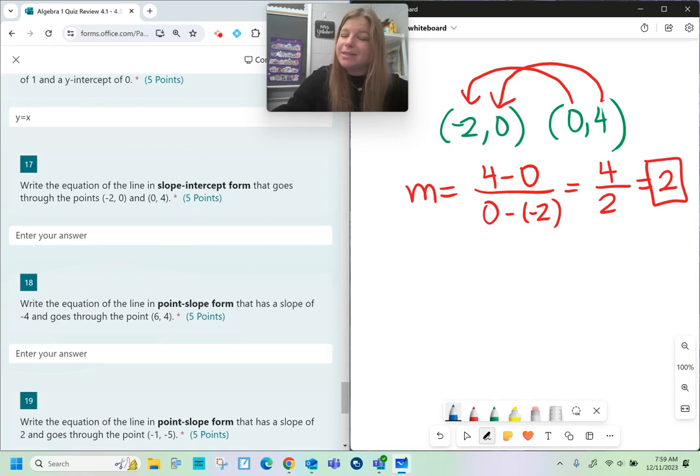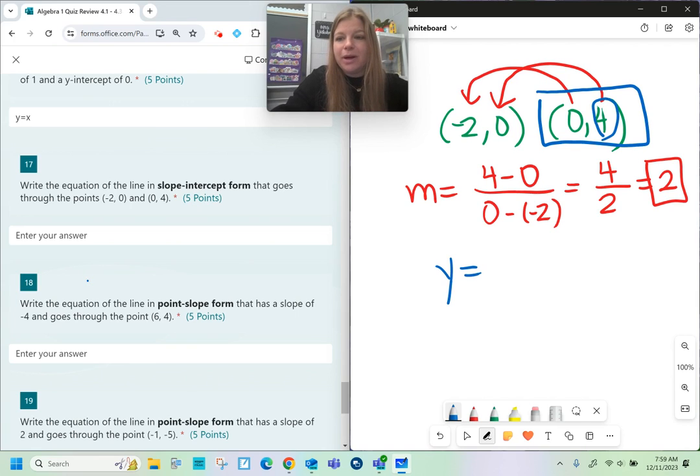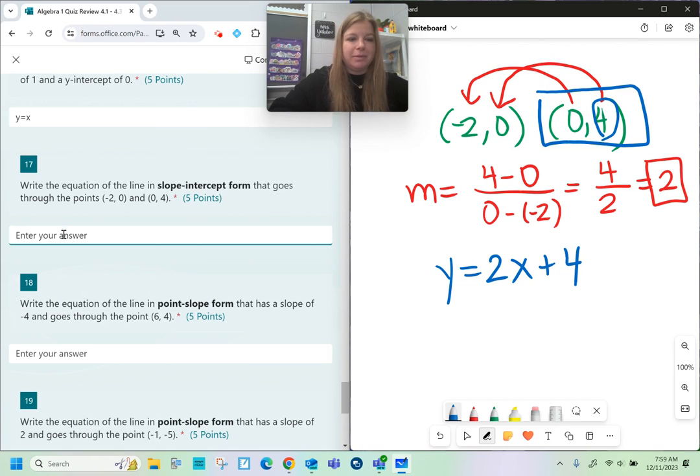Now I could take my slope and an ordered pair to solve for b to write my equation, or I could remember that cool fact that this right here, 0, 4, is your y-intercept. So when the x is 0, this 4, that's my value for b. So my equation would be y equals 2x plus 4. That one was quick. Y equals 2x plus 4.